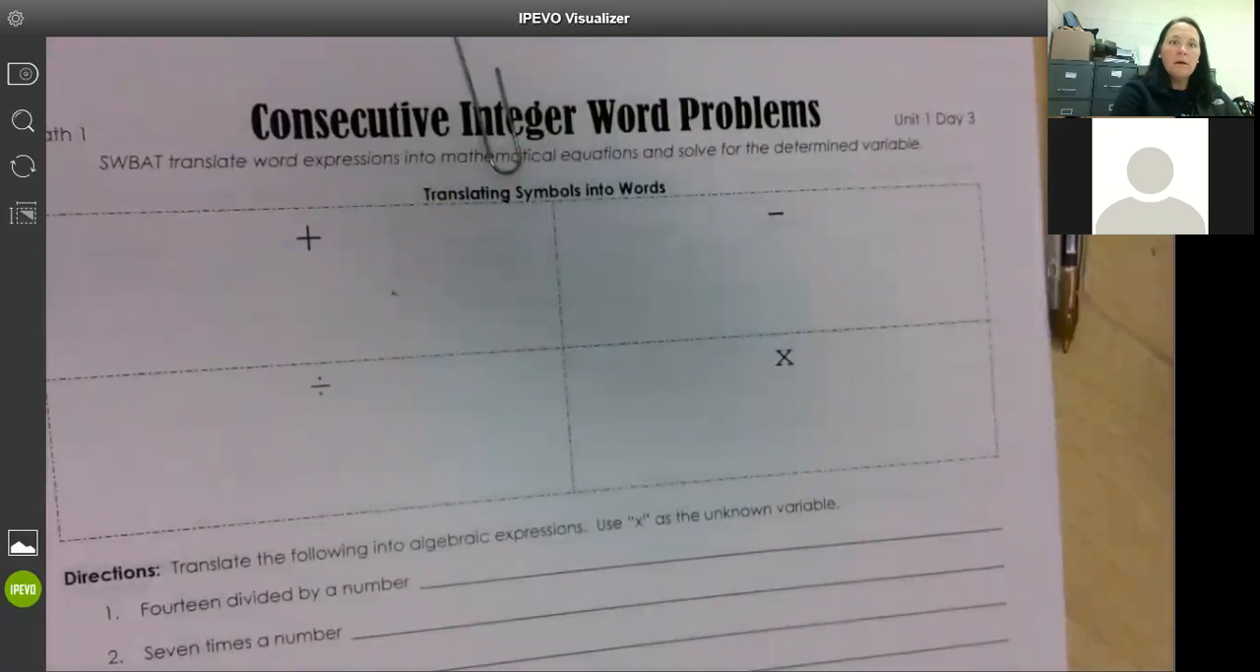So I'm going to go ahead and get started. I'm going to share my screen. And we should be doing consecutive integer word problems. Okay.